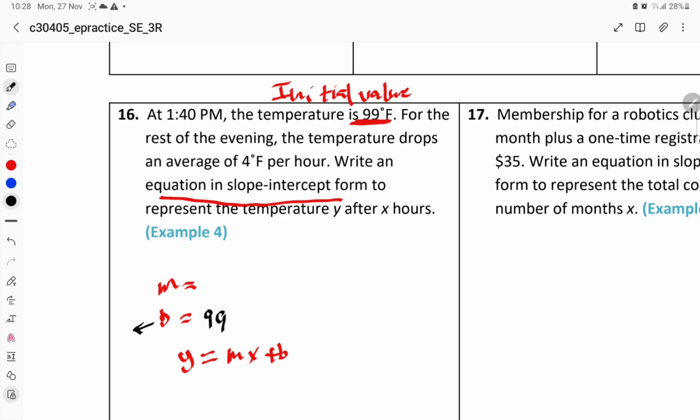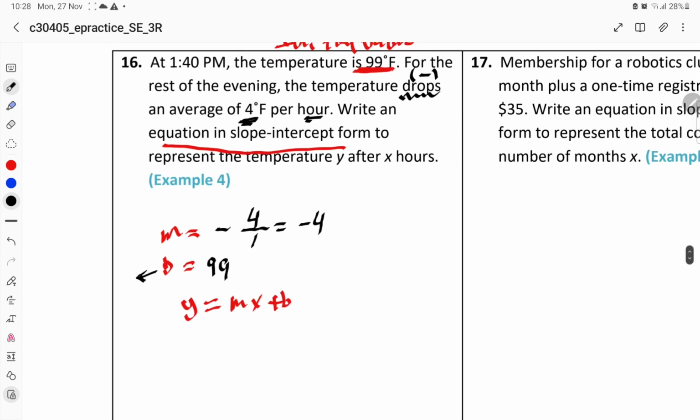M is, he's saying 4 Fahrenheit per hour, but take care, he's saying drops, so it is negative. So -4 Fahrenheit per hour, which is 4 over 1, which is -4. So now, how can I represent it?